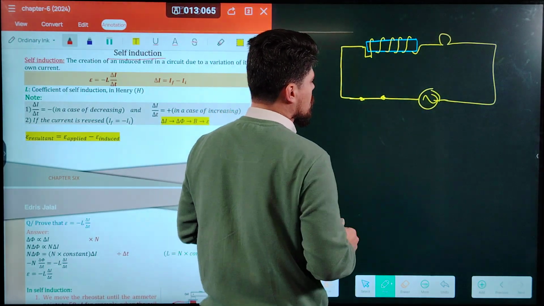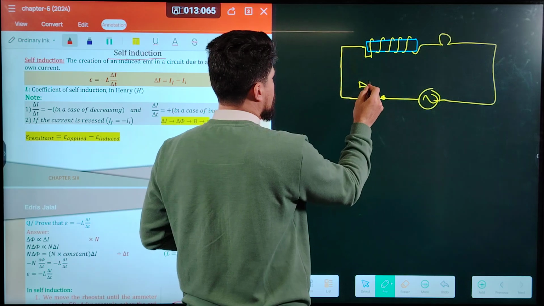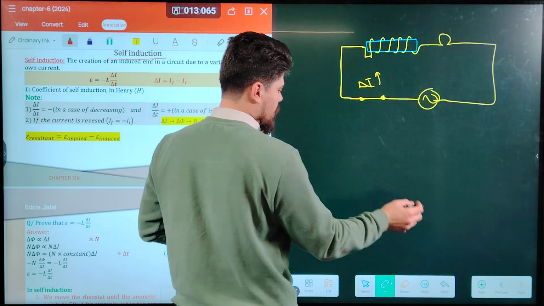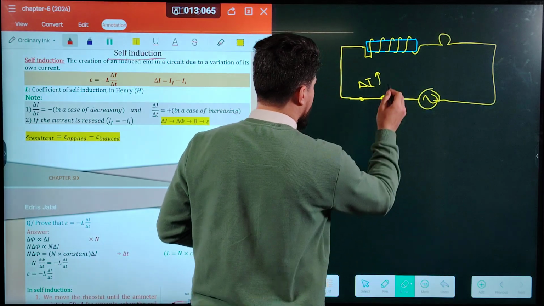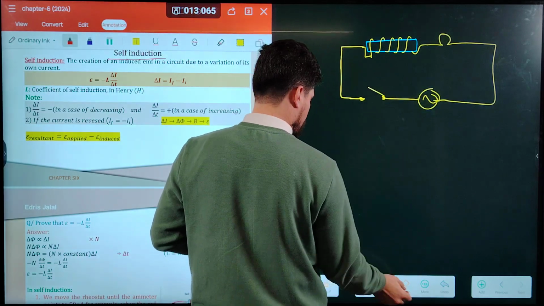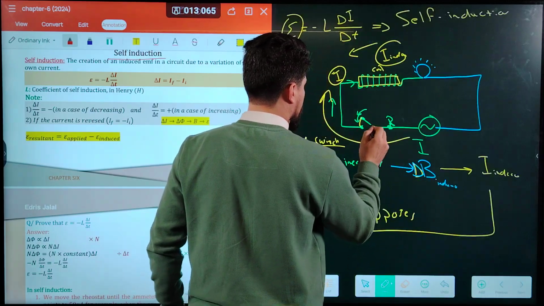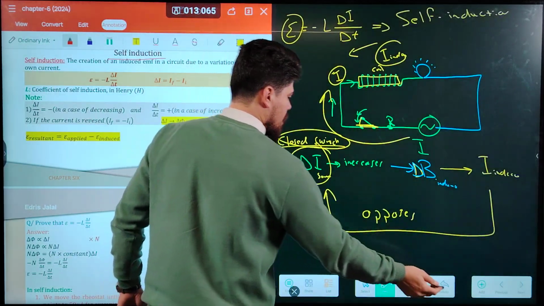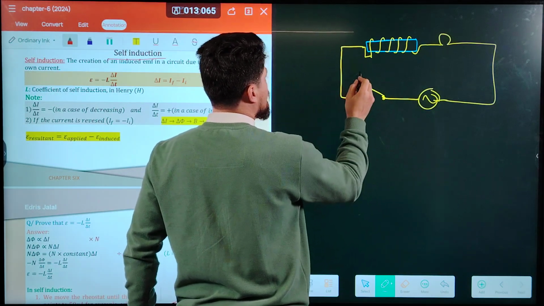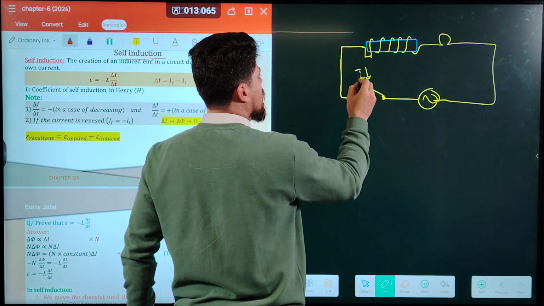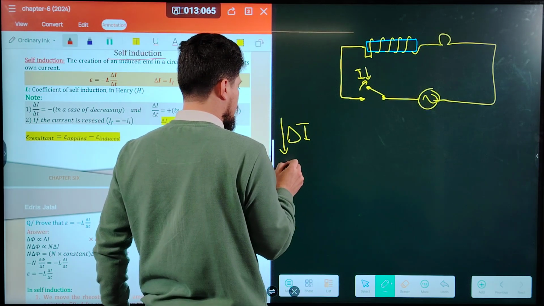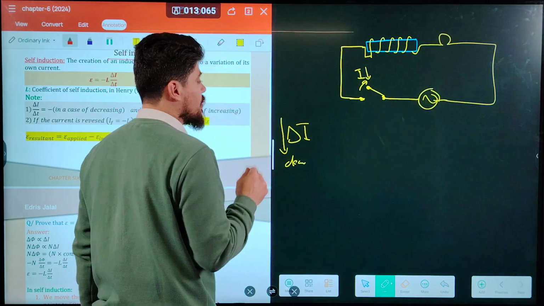Guys, when the switch is closed, what happened to the current? Current increased, okay. Sorry, when the switch is open, not closed. In the previous figure, the switch is closed. But in this figure, when the switch is opened, what happened to the current? Current drops, or delta I decreases. It means that current is changed.